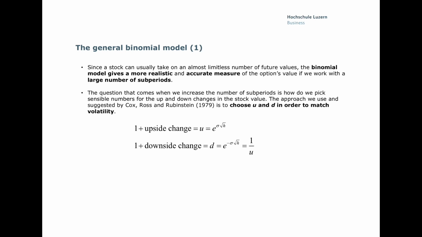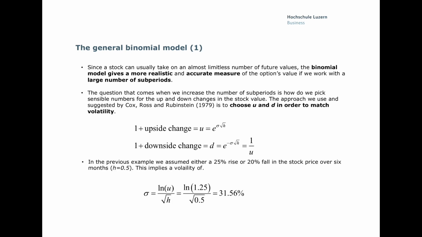The basic idea was to choose the up factor U and down factor D in order to match stock market volatility as follows. A formal derivation of these factors is beyond the scope of this introductory course, so we postpone more mathematical rigor for now. In the previous example, we assumed that the stock price would increase by either 25% or decrease by 20% over a 6-month period. Using these numbers to solve the up factor U for sigma, it follows that the volatility consistent with an up factor of 1.25 is 31.56%.